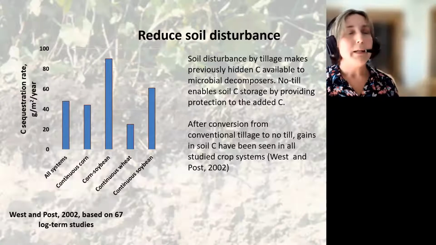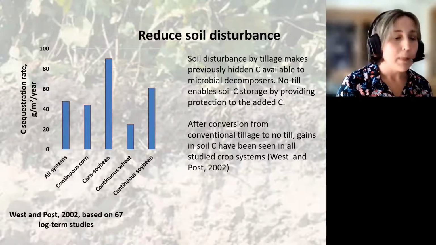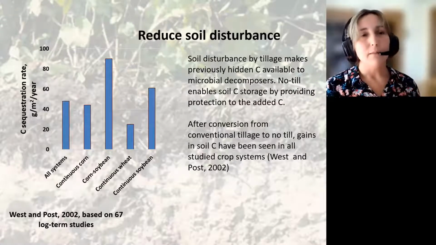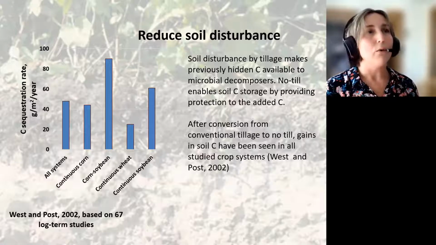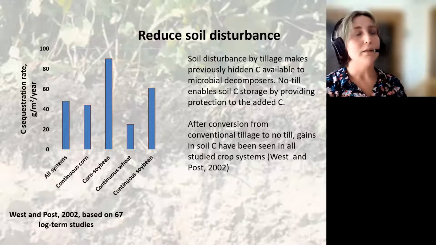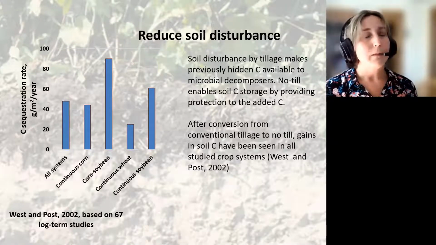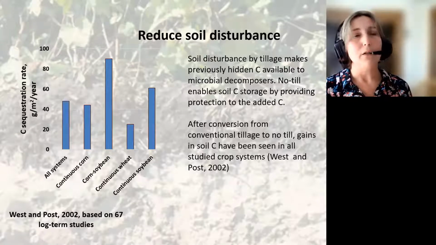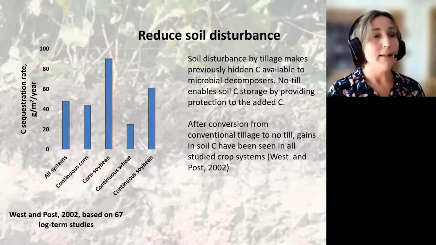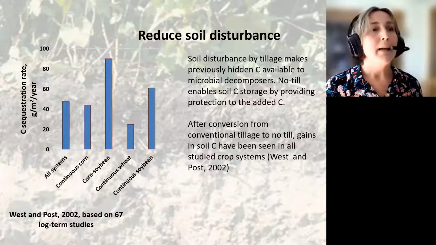So what can we do to maximize the efficiency of those two mechanisms? One that you're probably all very well aware of is to reduce soil disturbance. Tillage is what breaks soil apart and breaks many of those hiding places where stored carbon was kept, making it available to decomposers again.